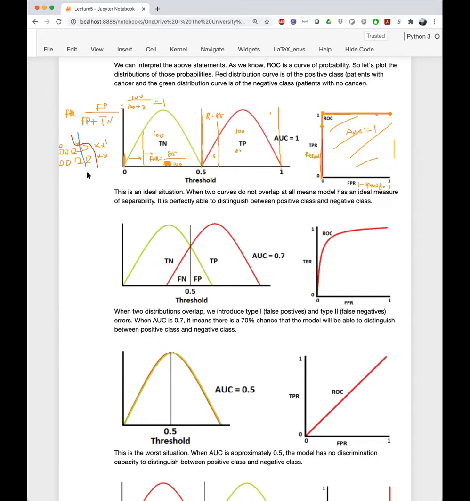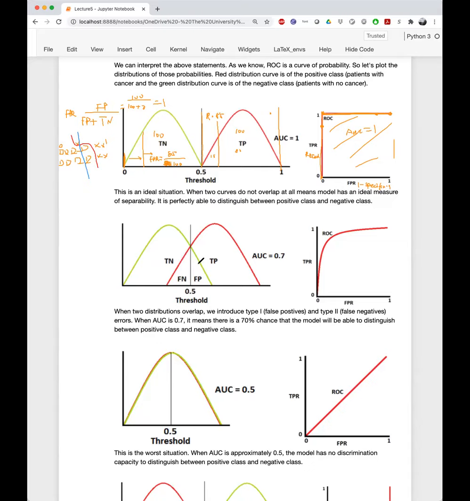Probably this is better. Right, so there's some overlap. To the right of the threshold, you will see some negative cases. They're not all positive cases. To the left of the threshold, you will see there's some positive cases. Not all of them are negative. So this corresponds to this case. There's an overlap between true negative and true positive.